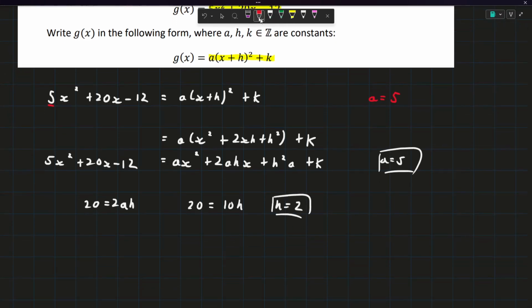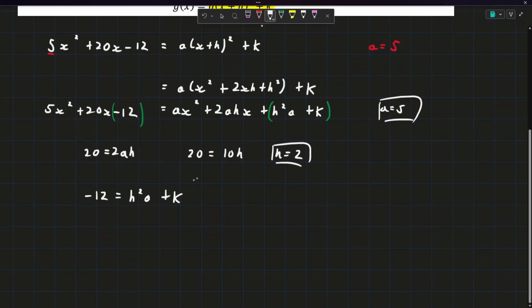And then finally, the constant term. So on the right-hand side, the constant term is this bit, because there's no x's or anything in it. And on the left side, the constant term is minus 12. So that means that minus 12 should be equal to h squared a plus k. And then we can just sub in what we know. So we have minus 12 equals, so h squared is going to be 2 squared multiplied by a, which is 5, plus k. So 2 squared times 5 is 4 by 5, which is 20. Bring it to the other side, you'll get minus 32 equals k.